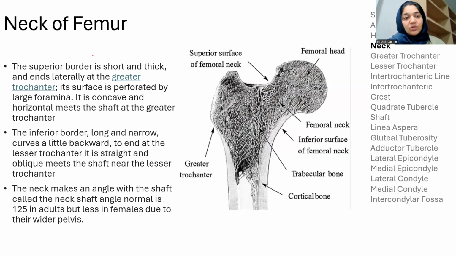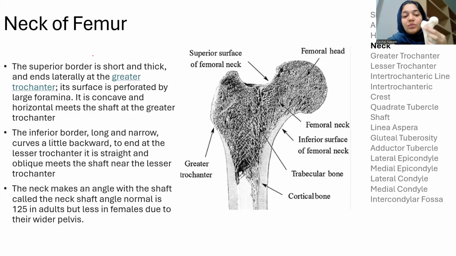The neck of femur. Now, the superior border is short and thick, which I was talking about here. This is short and thick, obviously, compared to this longer inferior border, and ends laterally at the greater trochanter. Its surface is perforated by large foramina. It is concave and horizontal, meets the shaft at the greater trochanter. The inferior border is long and narrow, curves a little backward to end at the lesser trochanter. Here, it's ending at the lesser trochanter. It is straight and oblique, meets the shaft near the lesser trochanter.